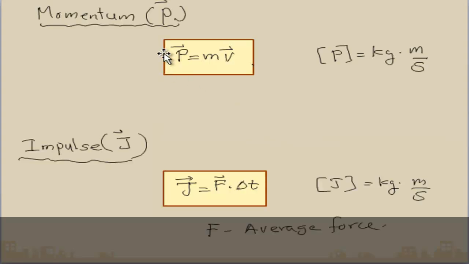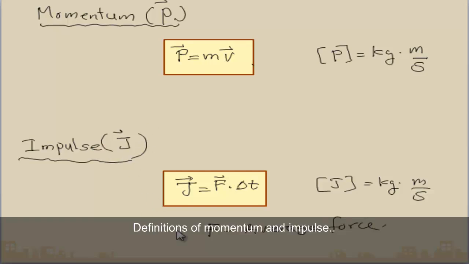Linear momentum. Momentum, or the linear momentum, is defined as mass times the velocity. Since the velocity is a vector, momentum is a vector as well. The units of momentum are kilograms times meters per second.